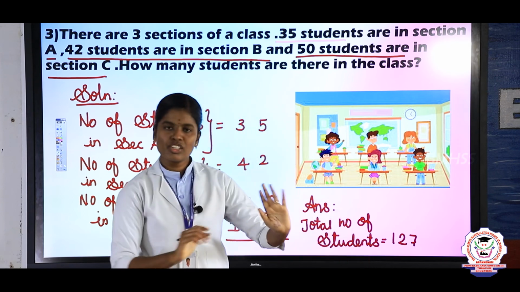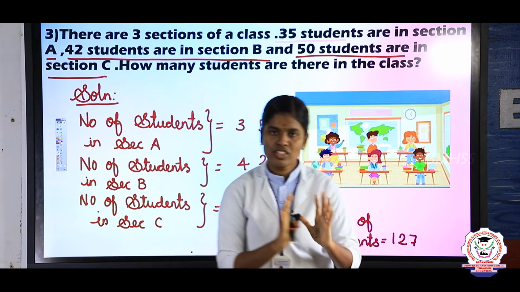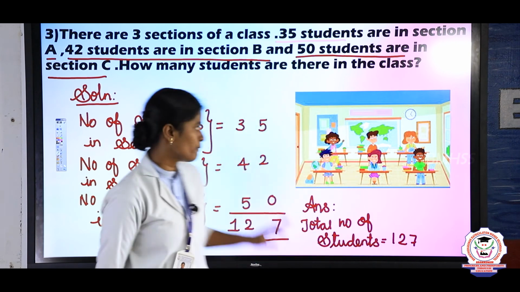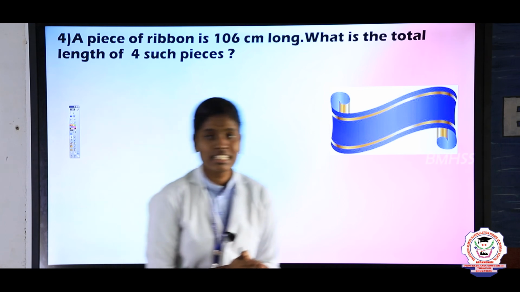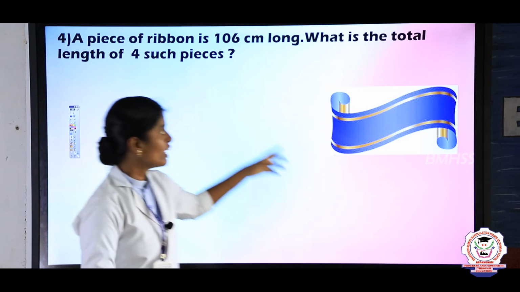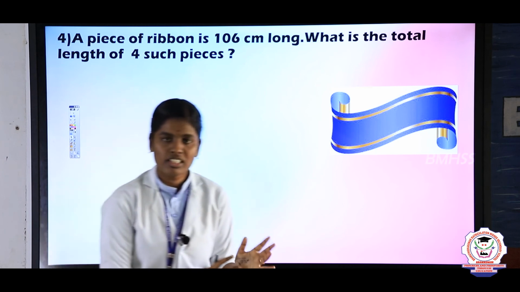So this is addition related statement problem. Next finally we'll see the multiplication related statement problem. Listen. So today's final question is, a piece of ribbon is 106 centimeter long. What is the total length of 4 such pieces? So this is multiplication related problem.